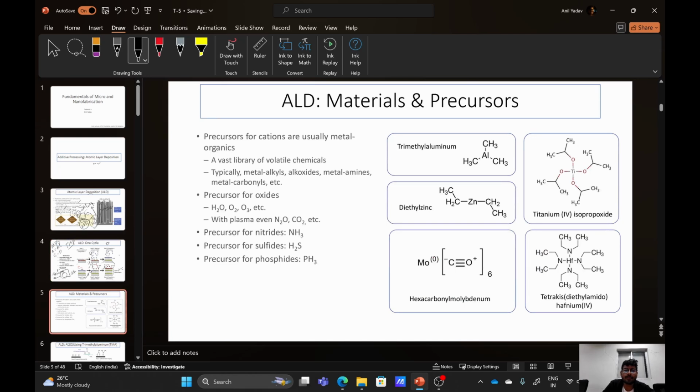Now, what are the materials and precursors that can be used for atomic layer deposition?